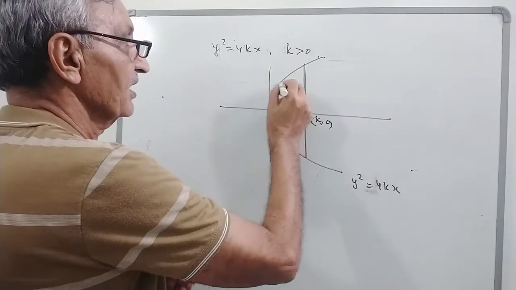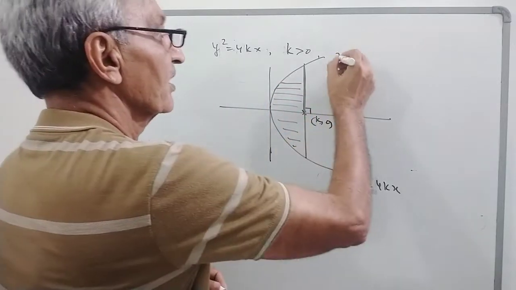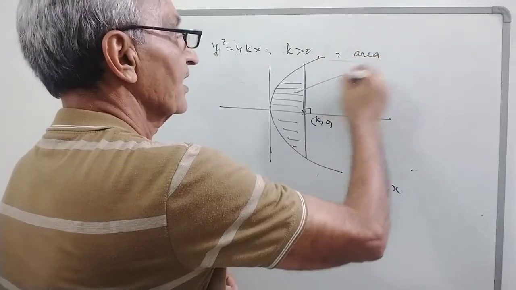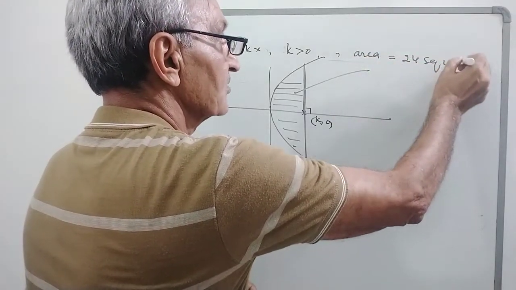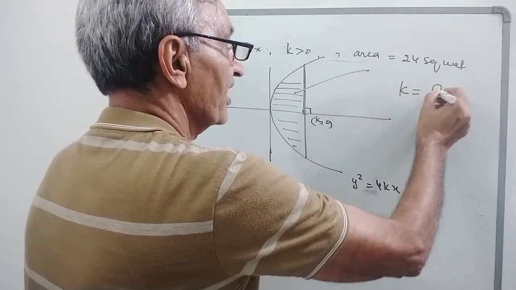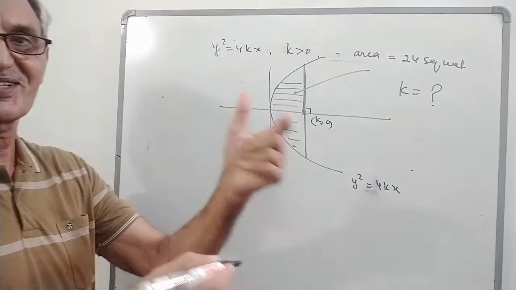You want to find the area between this. The area is given as 24 square units. He says, what is k? Find the value of k. What is the value of k? Now the question is asked in this fashion.